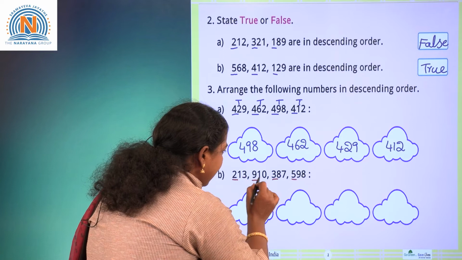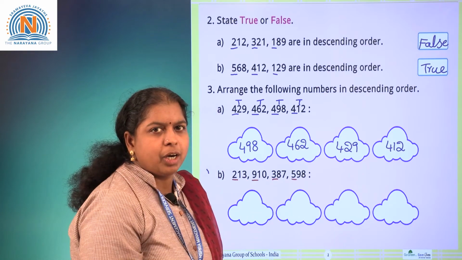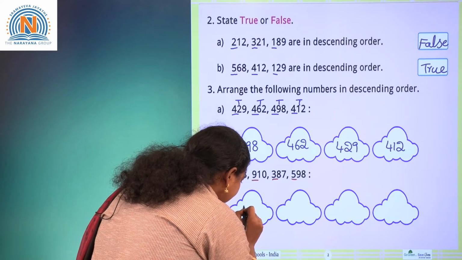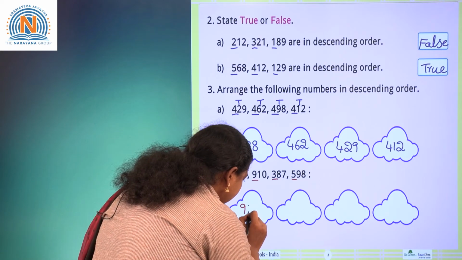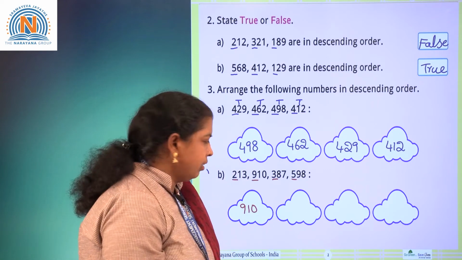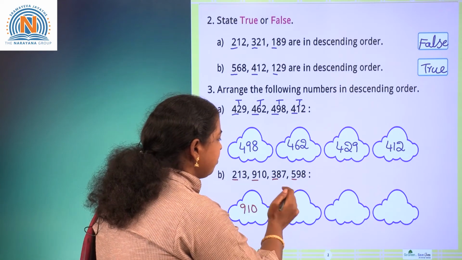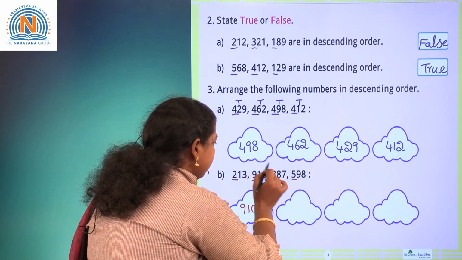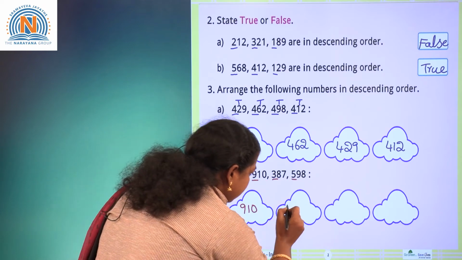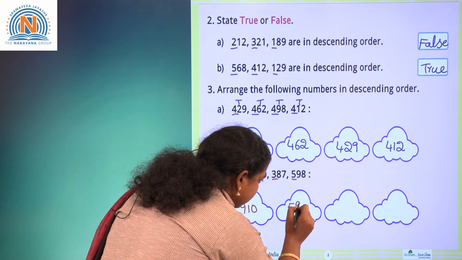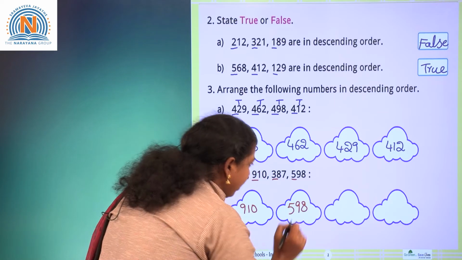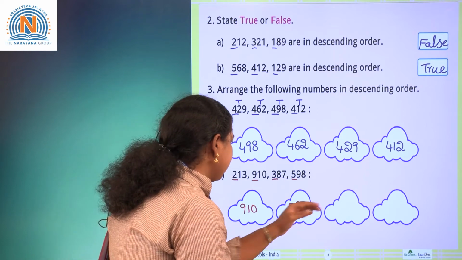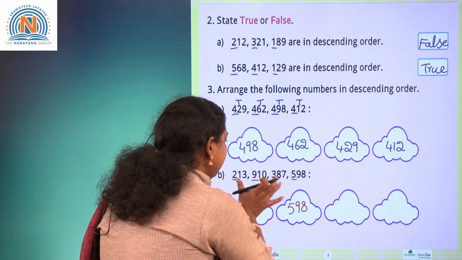Right? 2, 9, 3, 5. Which one is the greatest among all? 9 is the greatest. So the number that starts with 9 is the greatest number. You have to write 910. After that, what is the next greatest number? 2, 3, 5. Which one is greatest among the 3? 5 is the greatest. You have to write the number that starts with 5. What is that number? 598. Next greatest number is 387, 213.